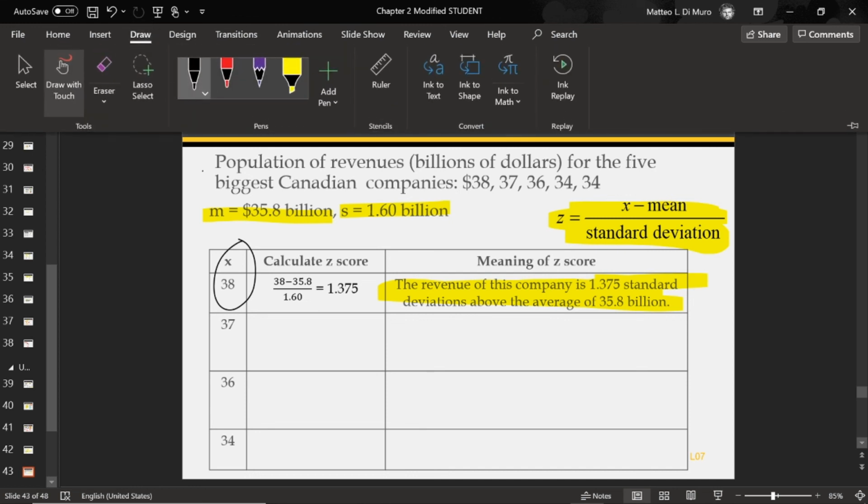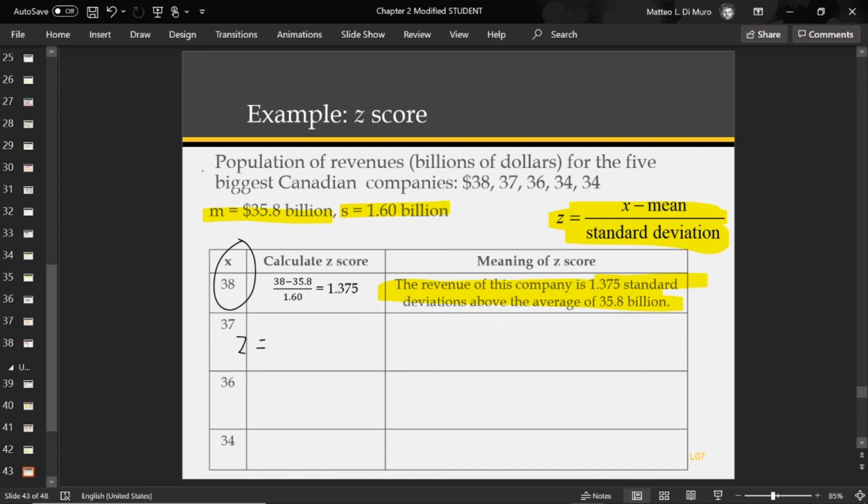All right, let's do it. What if your revenue is 37 billion? Well, go Z equals 37 minus 35.8, the mean, divided by the standard deviation. I've given myself 0 room to write. That's okay. Z equals, you should get 0.75. Now, you're going to need to write this in on your notes. I'm not going to struggle with my computer to do this.